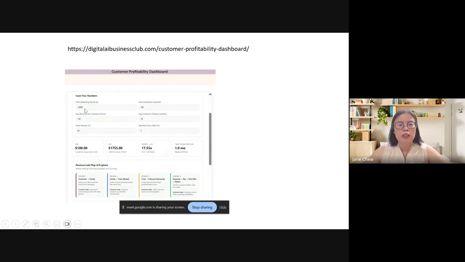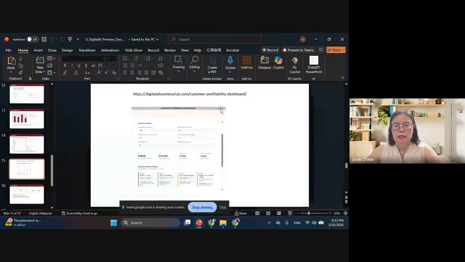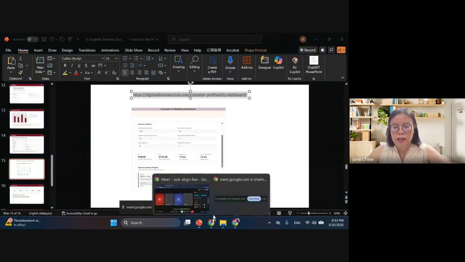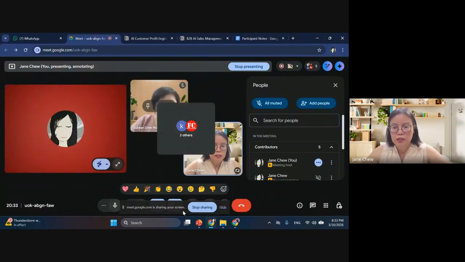You can put in your numbers if you have, and this thing will help you calculate your CAC, your CLV, your target, and also time to recover. So we also calculate the payback period. Okay, so you can try out. Later I will send this link in the group. I send now.